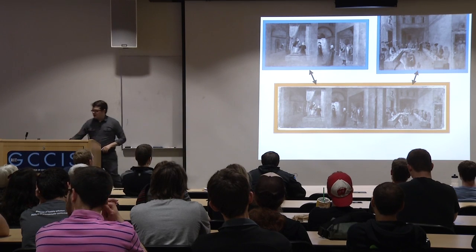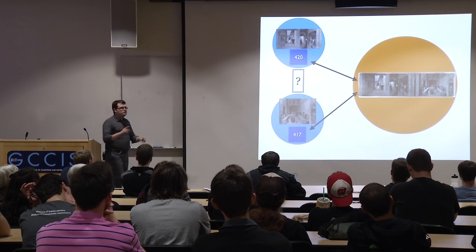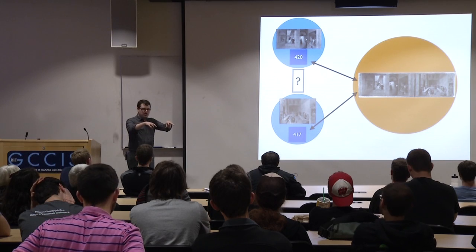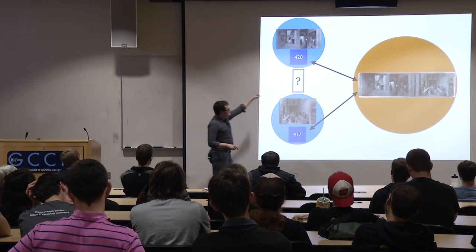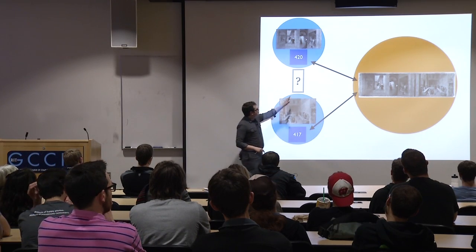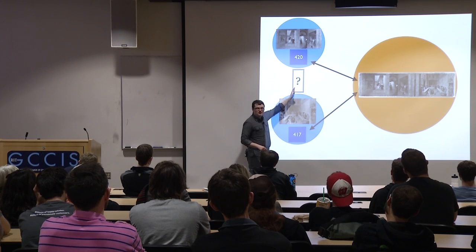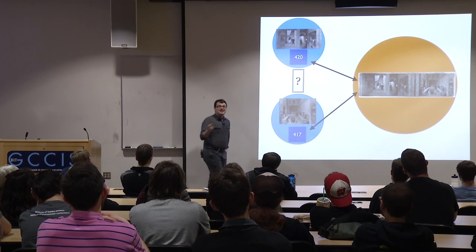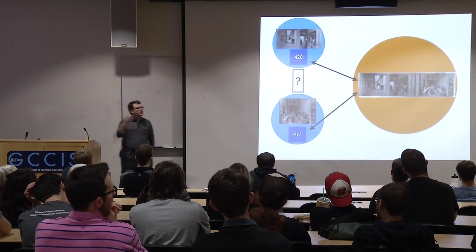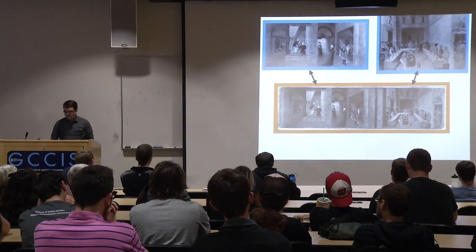Because if you start to build these sort of graphs out, you can make the assumption that if this is connected to that, and this is connected to that, then probably there should be a connection here. And if there isn't, why isn't there? And so the archives can start to fix their information.